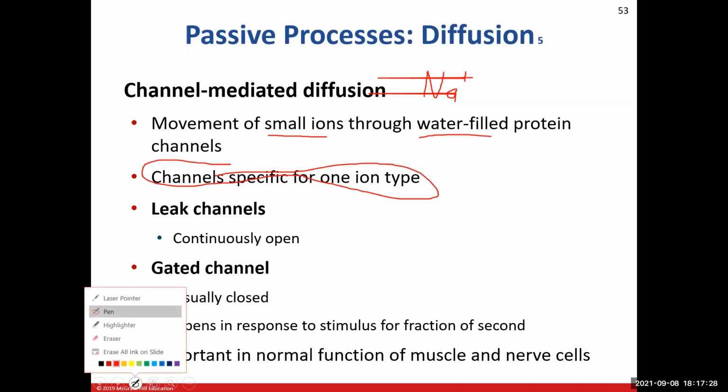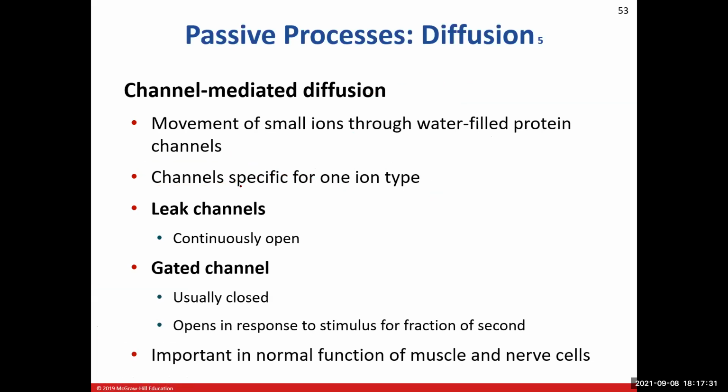All right, they're specific for one type of ion. That means if that channel is specific for sodium, potassium can't go through, calcium can't go through, chloride can't go through. All right, so channels are specific for one specific type of ion. And so that's why we name those channels after the ion. So for example, you'll hear me use terms later on in the course, voltage gated sodium channels. And so I'm telling you what passes through that channel, which is sodium.